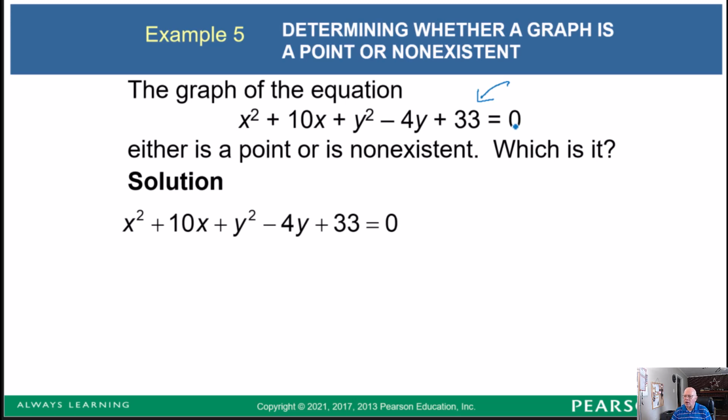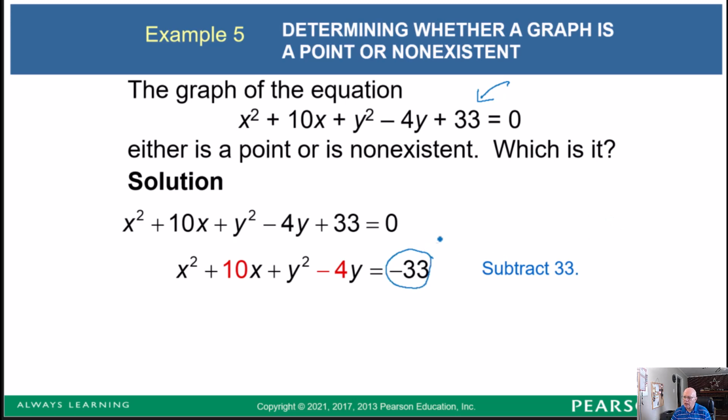So there's our equation. We bring the 33 to the opposite side. Notice we've got a negative 33. This is going to represent r squared, remember? This could be a problem. It might not be. Let's see.